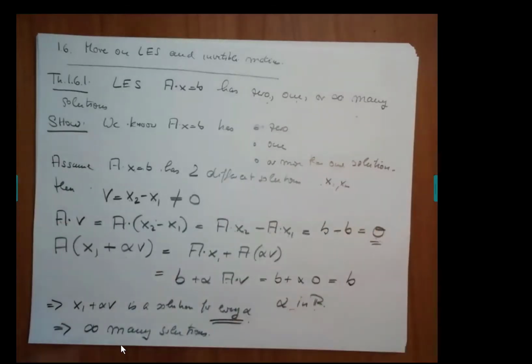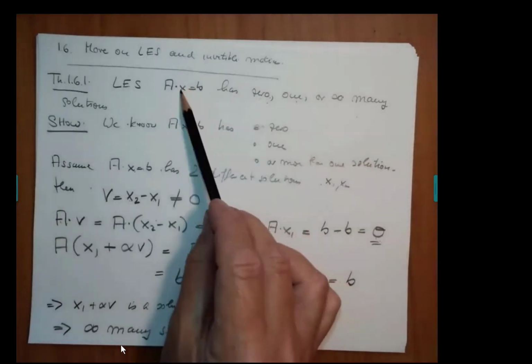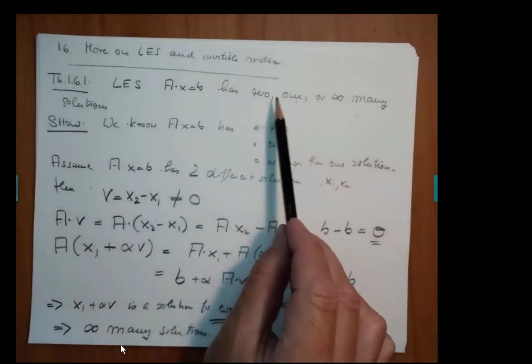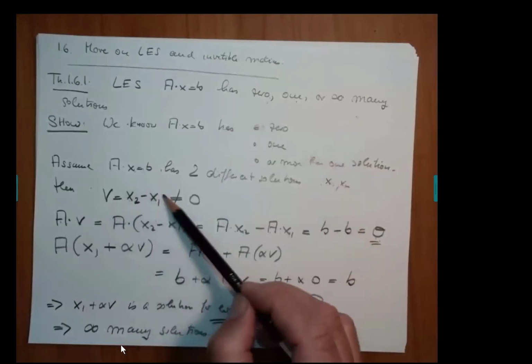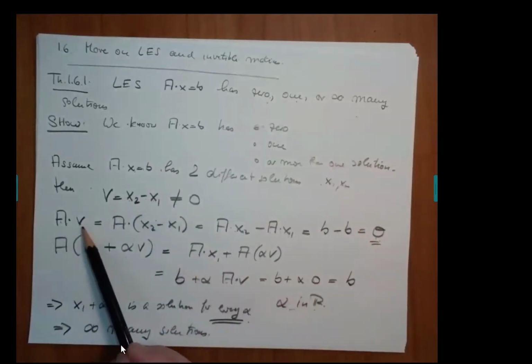Okay, so this proved what I mentioned to you on the first day of class, which we saw in a special 2x2 example, that every linear equation system has either 0, 1, or infinitely many solutions. So in the moment you have two solutions, you find this vector V, which when you multiply by A just becomes a 0 vector. And that generates infinitely many solutions.